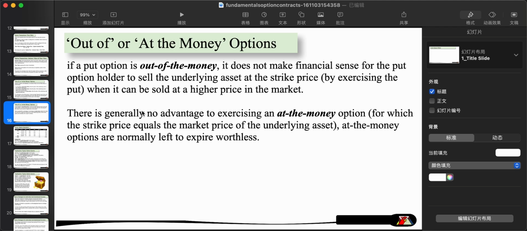So for out of or at the money options, if a put option is out of the money, it does not make financial sense for the put option holder to sell the underlying asset at the strike price by exercising the put when it can be sold at a higher price in the market. There is generally no advantage to exercising an at the money option, for which the strike price equals the market price of the underlying asset. At the money options are normally left to expire worthless.